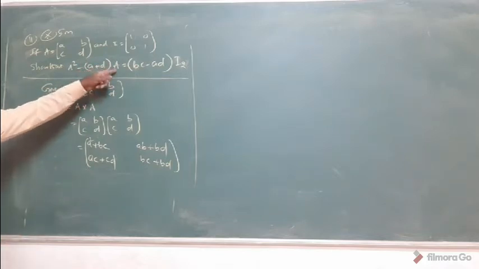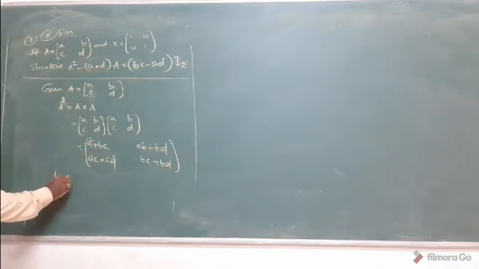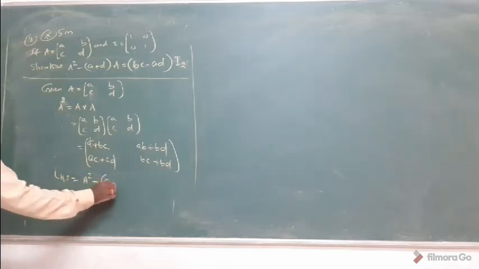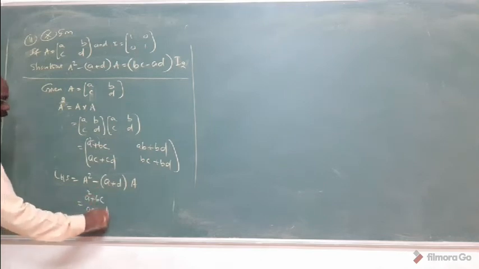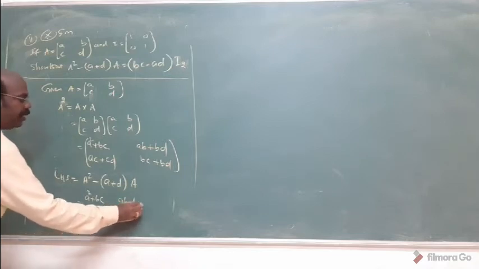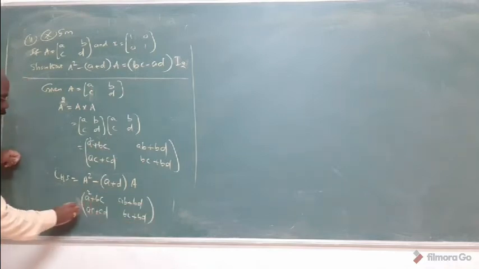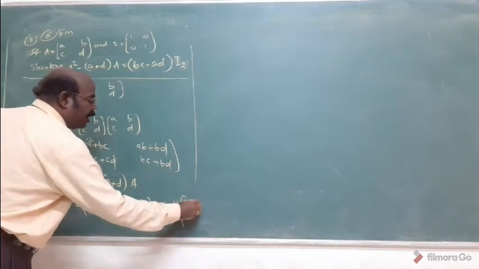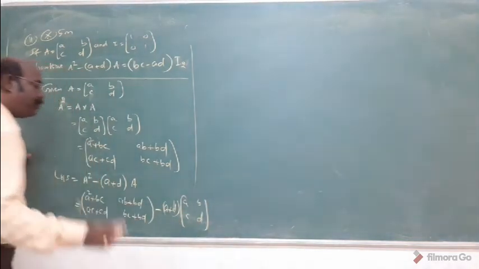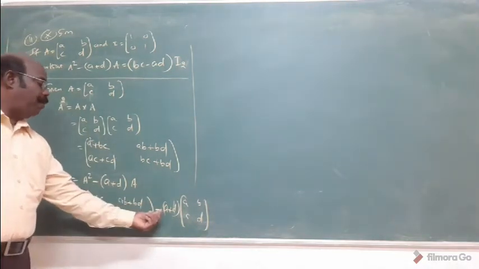A plus B into A. Right? Otherwise, afterwards, start with the LHS. What is LHS? A square minus A plus B into A. A square is what? A square B C, A C plus C D is A B plus B D, B C plus B D, minus A plus D into A minus what? A, B, C. Alright?